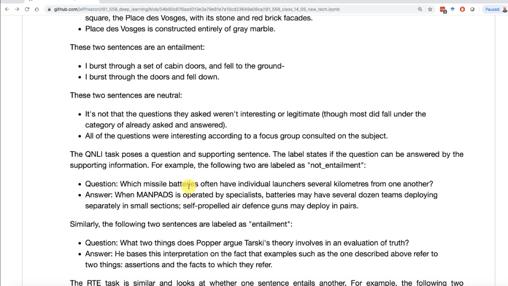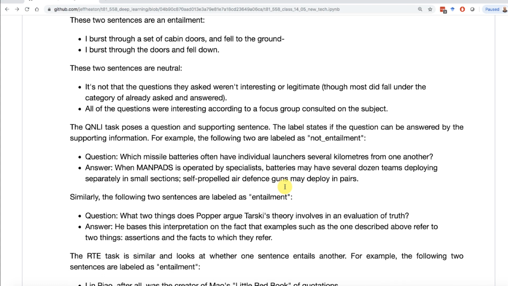And then these look similar, but it's really not an answer to this question. When MANPADS is operated by specialists, batteries may have several dozen teams deploying separately in separate sections, self-propelled air defense guns, and many deployed pairs. That's an answer to something, but it's not an answer to that first question, even though they're somewhat similar.